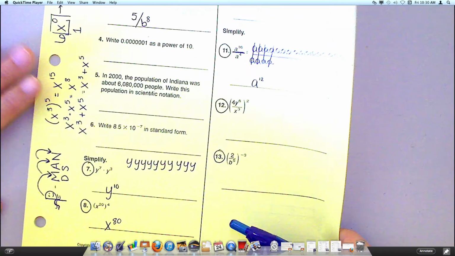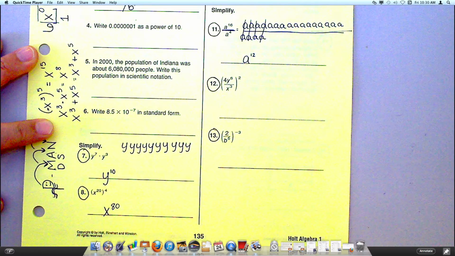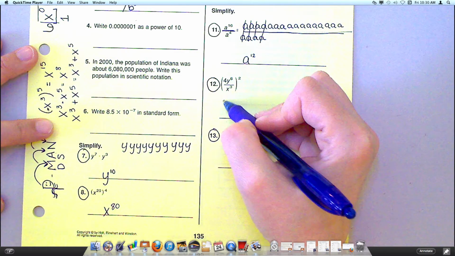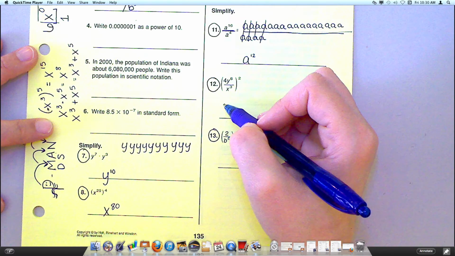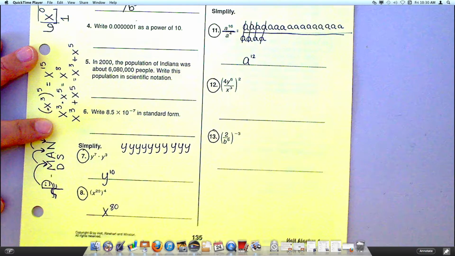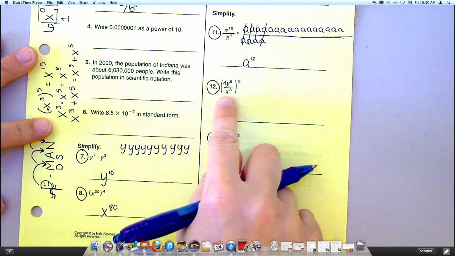Okay. 4y to the 6th over x cubed, and then we want to square it. Now, first of all, the first thing I would check is inside the parentheses, can I simplify anything? Can I subtract these exponents? No. The 6 and the 3, why not? They don't have like terms. They're not the same terms. One's a y, one's an x. Okay, so those kind of have to stay.